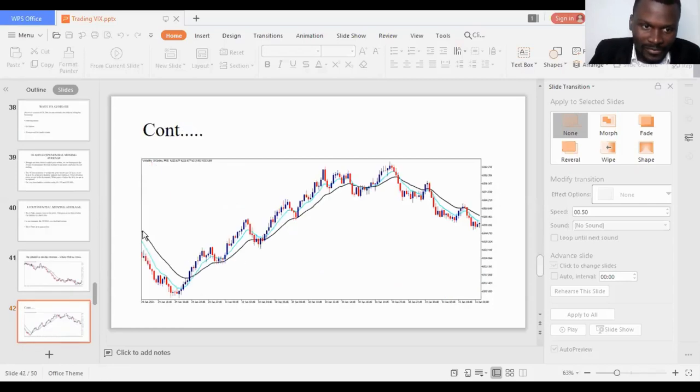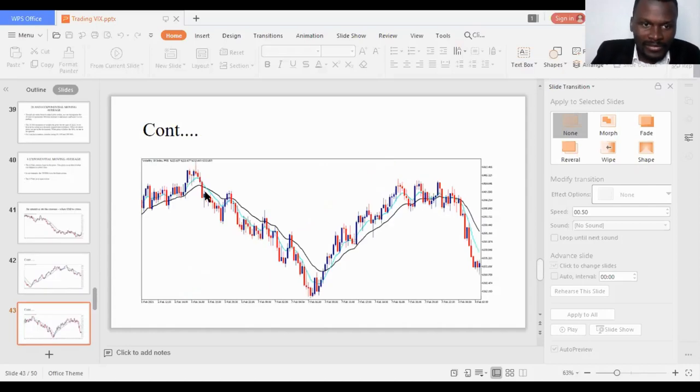Same thing here. Look at what happened when price crossed here. This 20 moving average was below price, and you see how it was acting as dynamic support. Price was busy bouncing on these areas. Always confirm with price action. Look at the crosses. There's a cross there, and look at how it started acting as dynamic resistance, just like that.